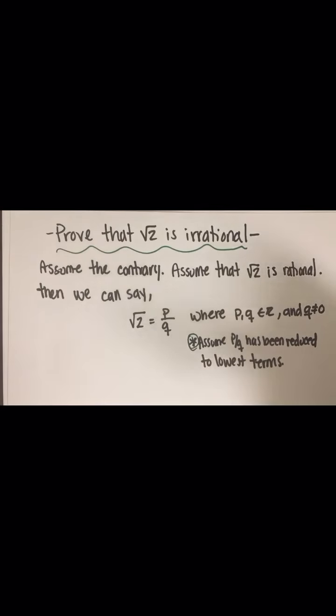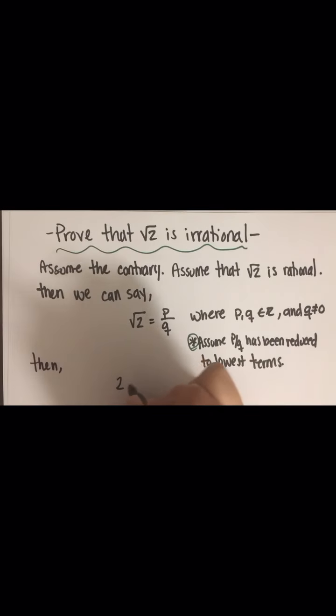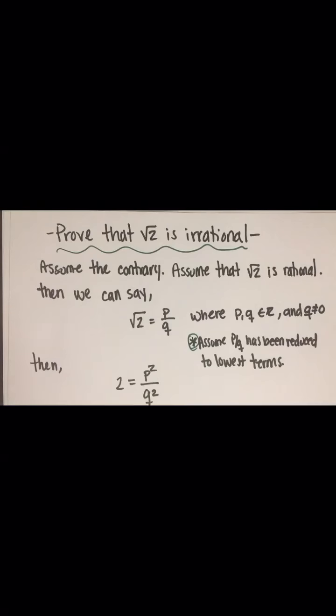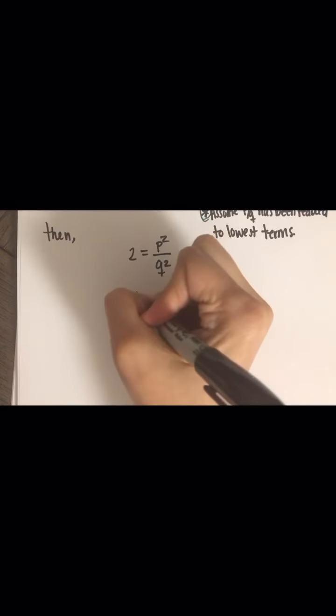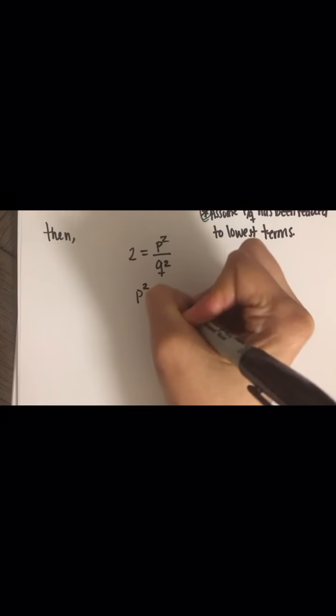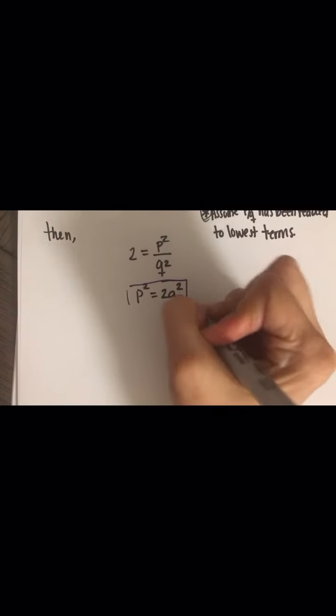Okay, so then 2 equals p squared over q squared. And p squared equals 2 q squared. And we're gonna box this right here because we're gonna be using it later in the proof. So p squared equals 2 q squared, and since q squared is an integer, then p squared is even. And we have a theorem that says if the square of an integer is even, then the integer itself is even. So then that means that p should be even too.